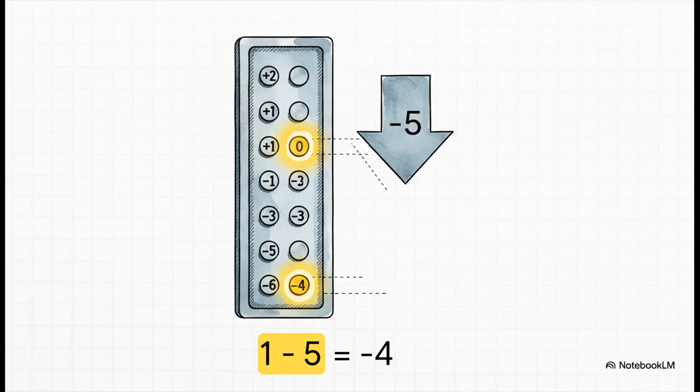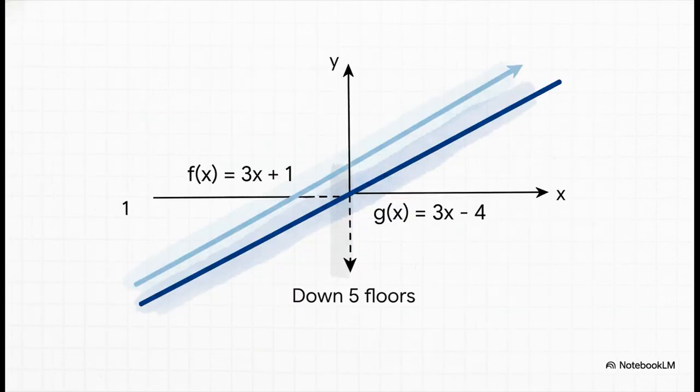We have a positive 1, and we're taking away 5. We just combine those numbers. 1 minus 5 gets us to negative 4. And there it is, our final answer, g of x equals 3x minus 4. And it makes perfect sense, right? The graph started at a height of positive 1, we rode the elevator down 5 floors, and we ended up at a height of negative 4.